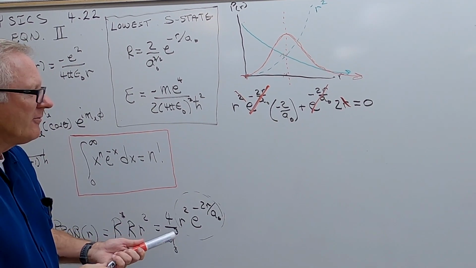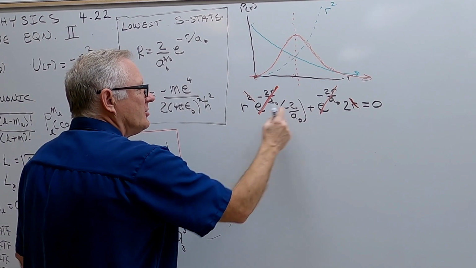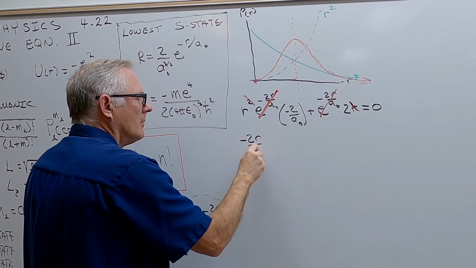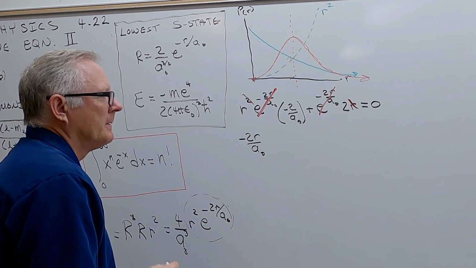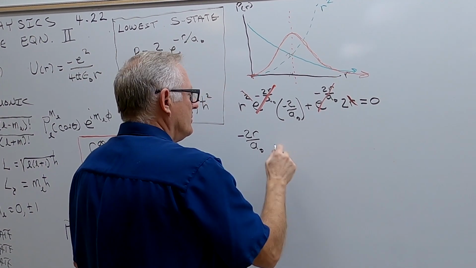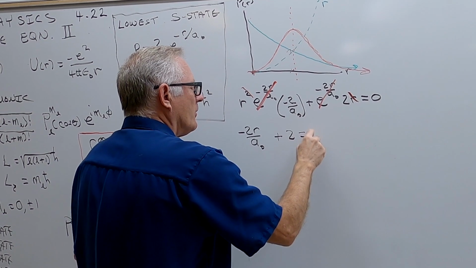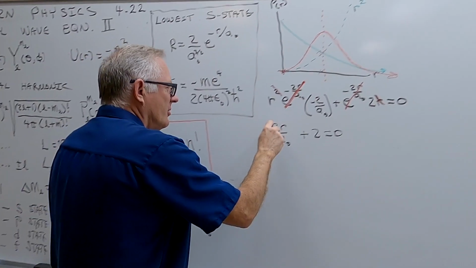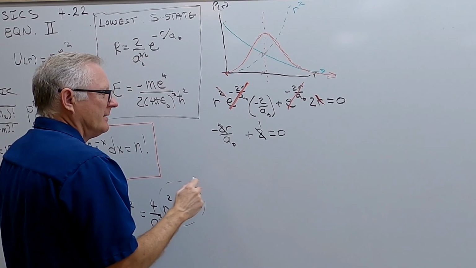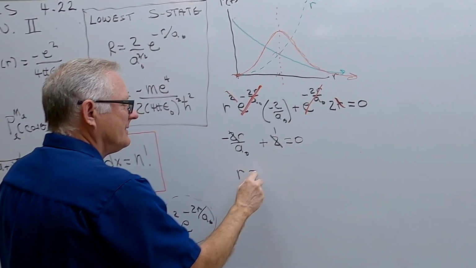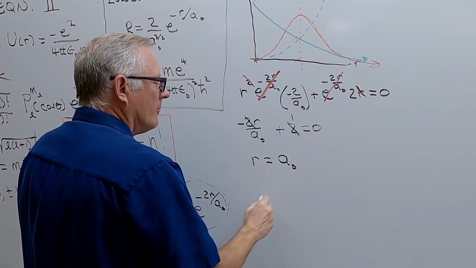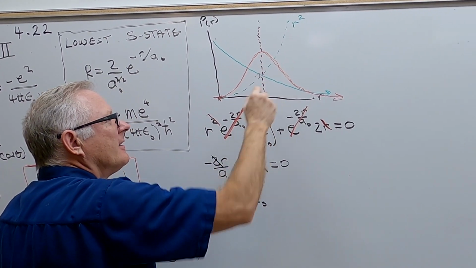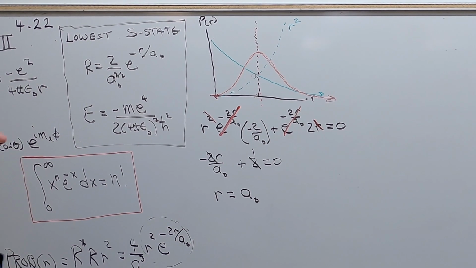And so we're left with just minus 2r over a naught plus 2 equals 0. Throw this on the other side. The 2's drop out. This is a 1. So it looks like r is equal to a naught, the Bohr radius. That's where I would expect to find it in the lowest, which is kind of what we expected.